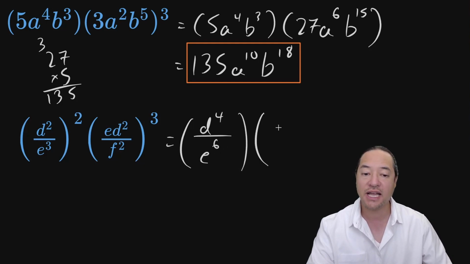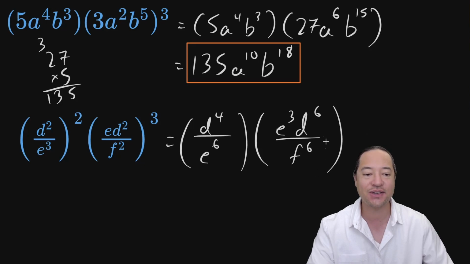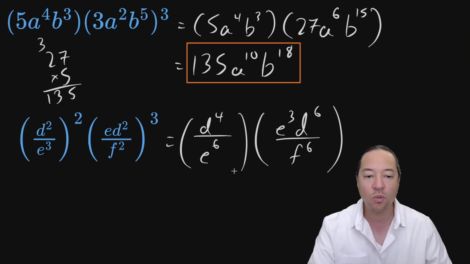And then over here we'll have e cubed, d to the 2 times 3 is 6, over f to the 2 times 3, well, that's also 6. Okay, so we're almost there. And now we just have to combine. We have to multiply these across. Now, notice one thing that's going to happen here is this e cubed is going to cancel out with 3 factors of e over here. So this is just going to become e cubed on the bottom there. And that's the only thing that's going to cancel.